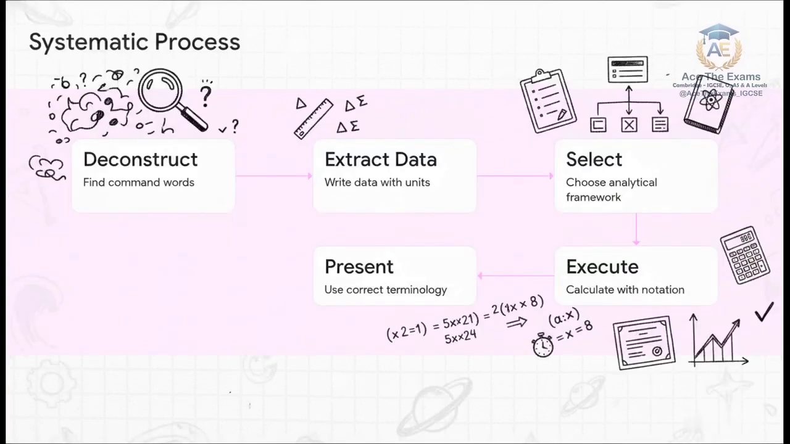Now, for the quantitative, math-heavy questions, you absolutely need this standardized 5-step sequence for systematic processing. Step 1. Deconstruct the question to isolate the command words. Step 2. Extract all given data and rigorously write it out with the correct units. Step 3. Select your analytical framework by writing down your formula. Step 4. Execute the calculation with incredibly clear, step-by-step working out, absolutely no mental math allowed. And Step 5. Present the final answer with correct terminology, proper formatting, and the appropriate significant figures. This precise workflow is how you guarantee every single method mark.